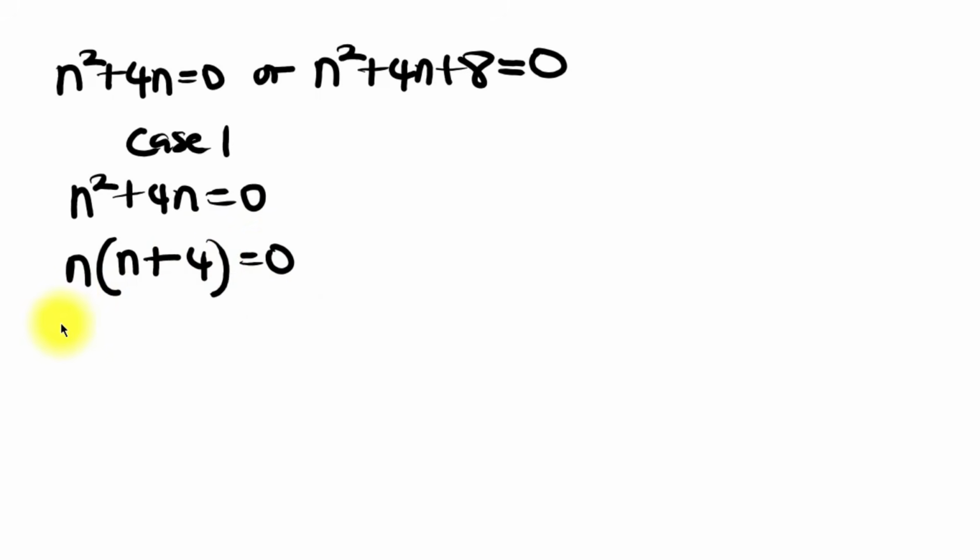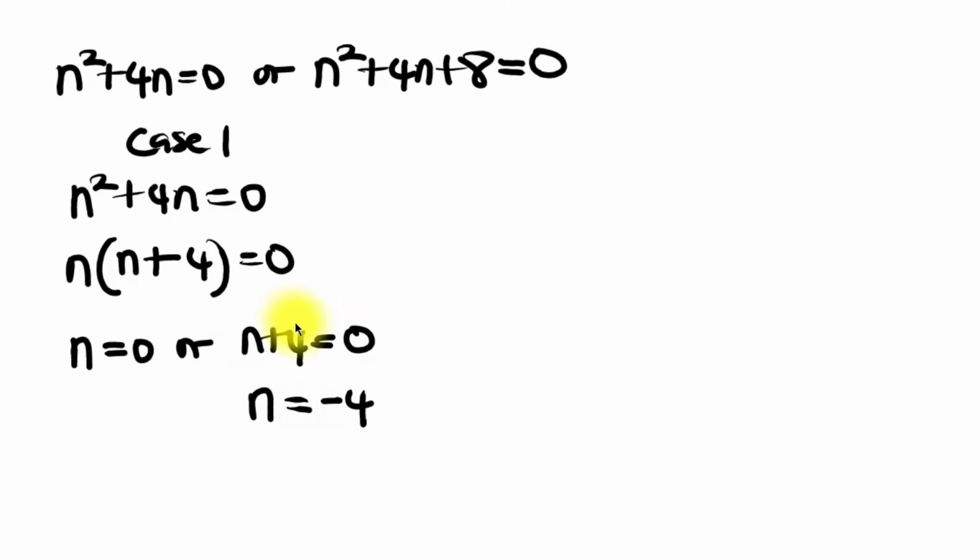So we have two cases here. We have n equal to 0, or we have n plus 4 equal to 0. Now from here, n will be equal to negative 4. And this happens when I move 4 to the right hand side. So we have two values of n from here, of which one is 0 and the second one is negative 4. We can have other values of n from this other case, which is our case 2. So let's call this case 2.